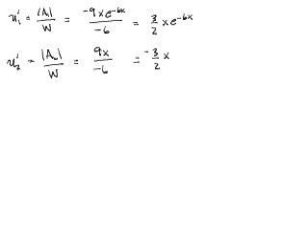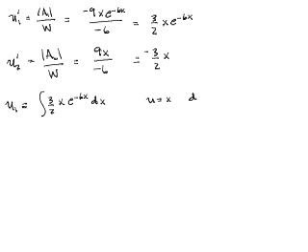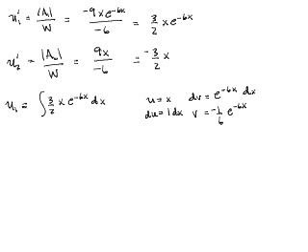Okay, so the last step we have to do is find what u1 and u2 are. So u1 is just going to be the integral of 3/2 x e to the minus 6x dx. And so if I let u be x and dv be e to the minus 6x, then du here would be 1, and v here would be minus 1/6 e to the minus 6x. And here, of course, I mean dx in these two places.